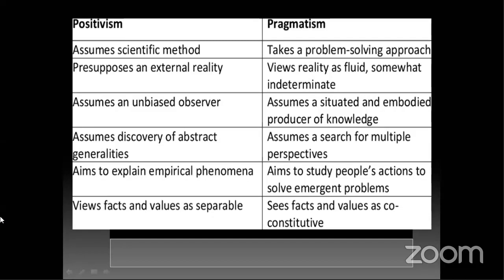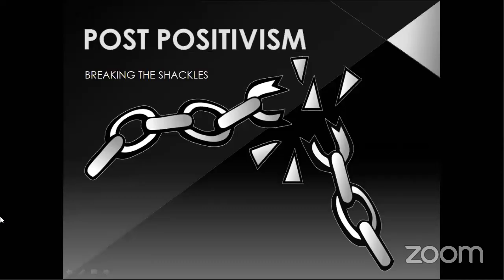So, for example, if a person is depressed, logical positivists will say that there is no such thing as depression. But pragmatism says that, well, you may be depressed, so let us solve your problem. Positivism views facts and values as separable. Pragmatism sees facts and values as co-constructive. We sometimes mix facts with values and come to conclusions about the world around us.